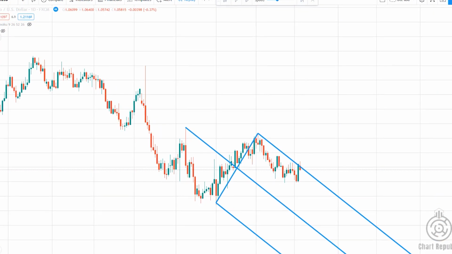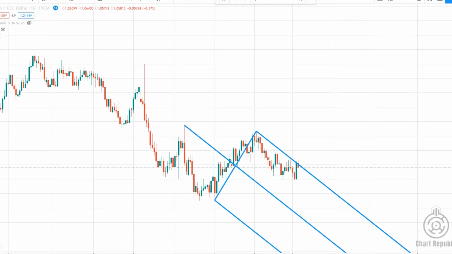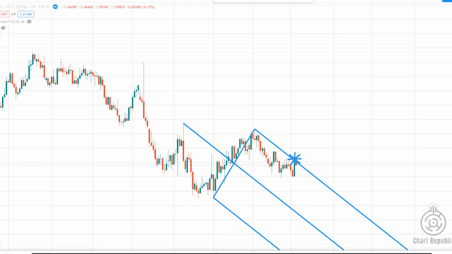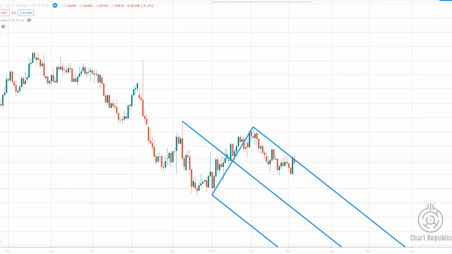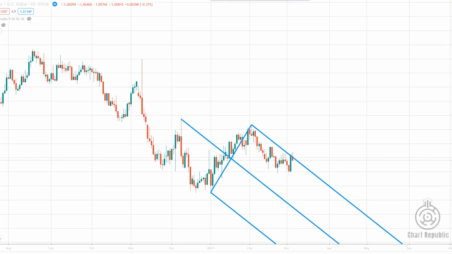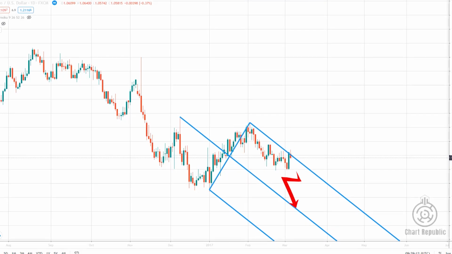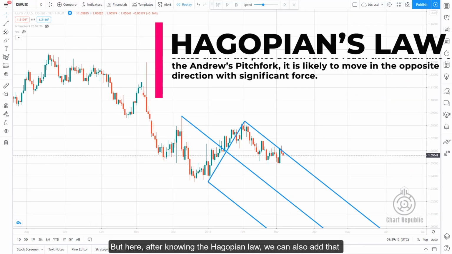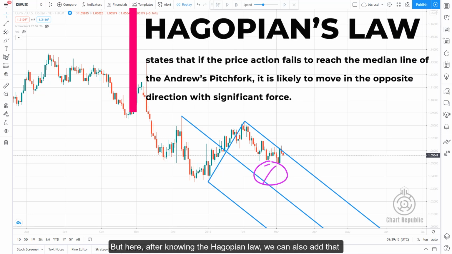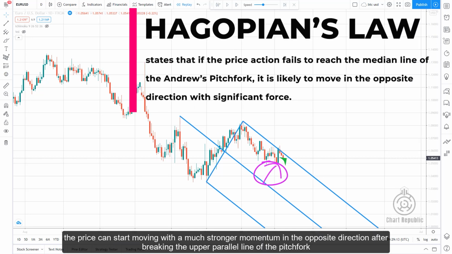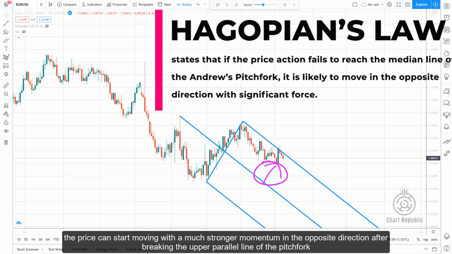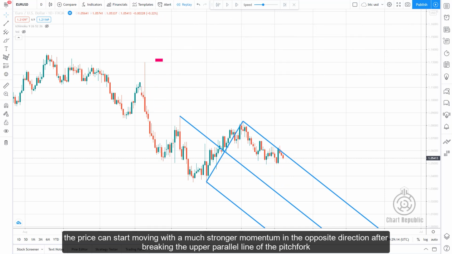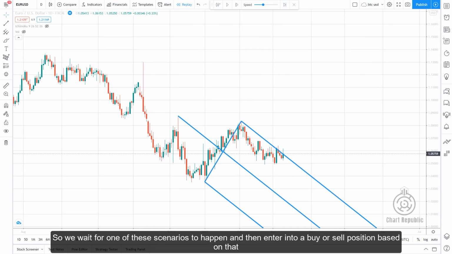As mentioned in the middle of this video, when the price is trapped by one of the parallel lines of a pitchfork before reaching the median line, and there are repeated tests of this line, it can be a sign of an impending explosive price move towards the median line. Here, considering the Hagopian law, we can also add that the price might initiate much stronger momentum in the opposite direction. This is after breaching the pitchfork's upper parallel line. Therefore, we wait for one of these scenarios to occur and then enter into a buy or sell position accordingly.